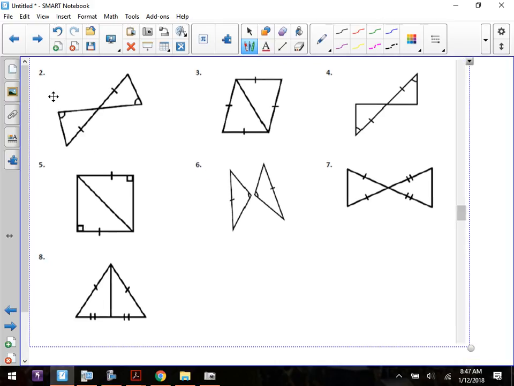What is it missing? It's missing the vertical angles in the middle here, which gives us now angle, angle, side. Vaguely remember that? Next one, what's it missing?